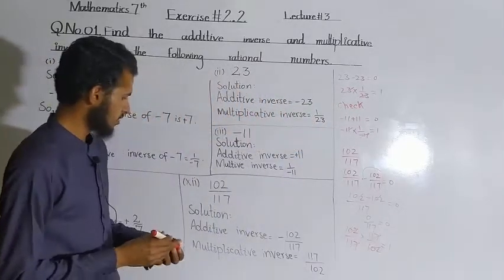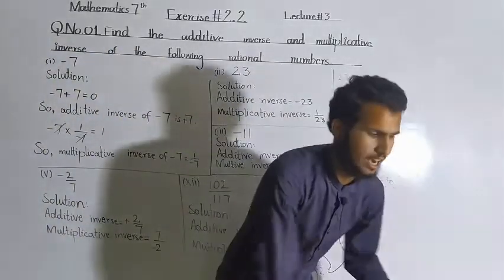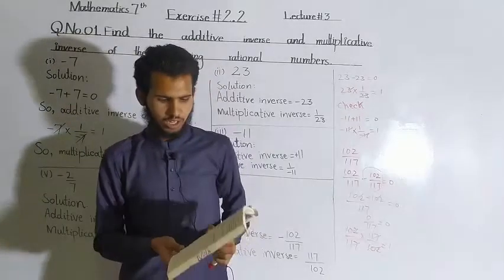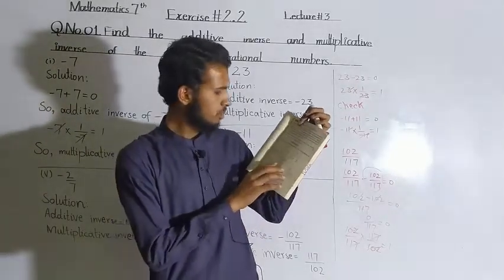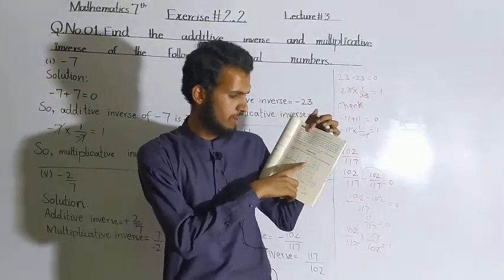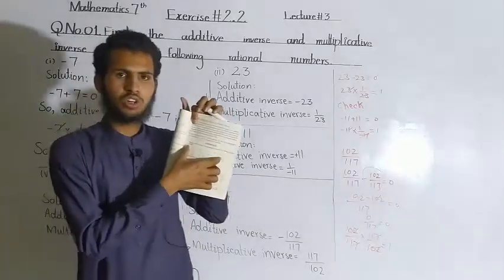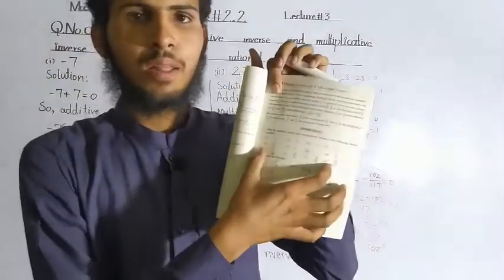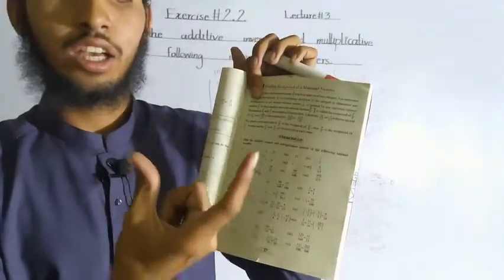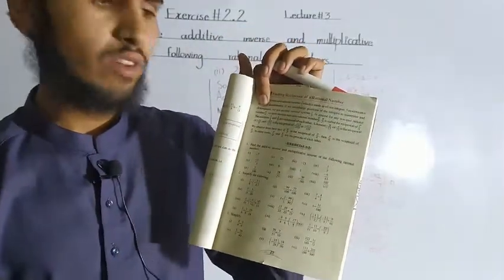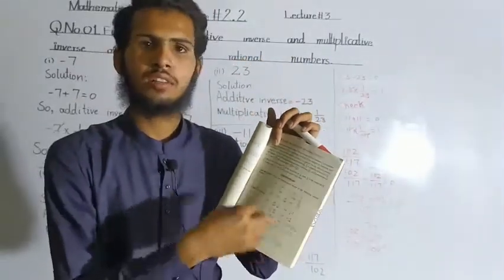So in this way, students, you can find the multiplicative inverse and additive inverse of all questions of exercise 2.2. All parts of question number 1 will be solved according to this pattern, and you have to solve all these questions at home on your registers. We will also provide you the solutions in your diary.